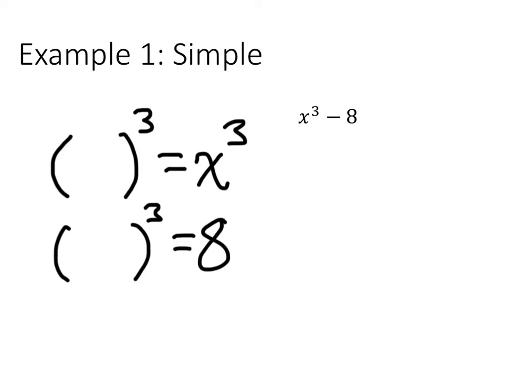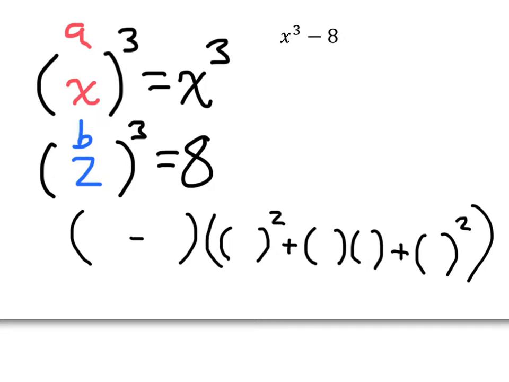We then figure out that x cubed is x to the third and 2 cubed is 8, so those are going to represent a and b. Now we just put it into the pattern. Place everything into its appropriate spots.